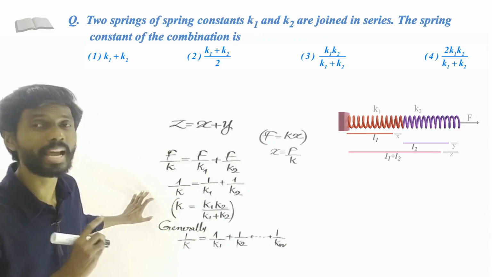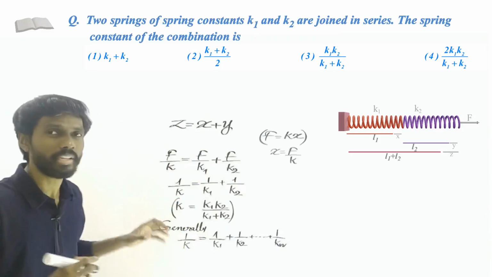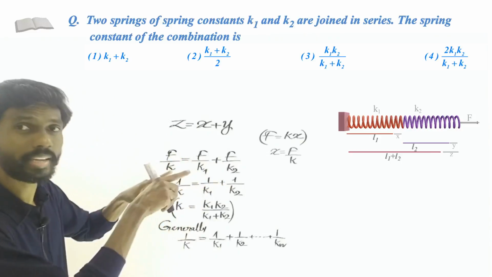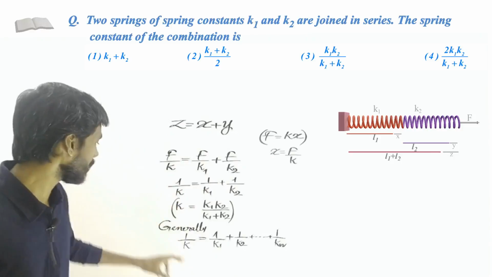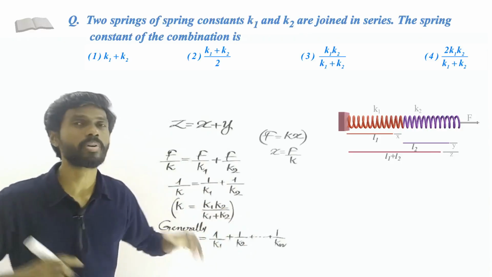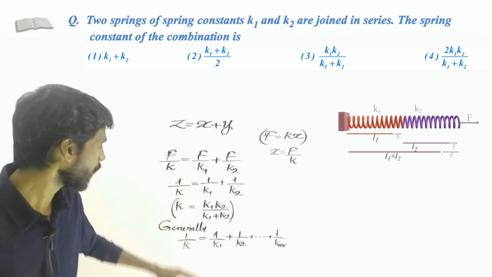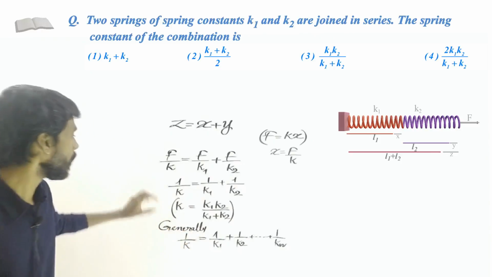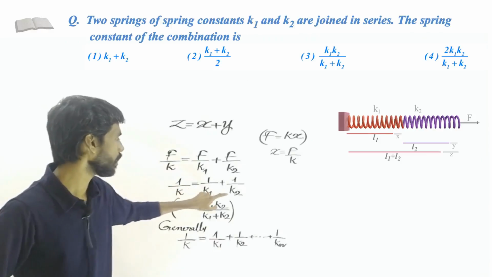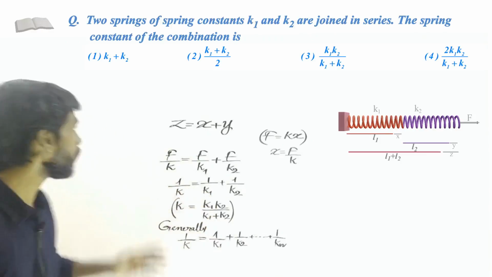So this can be remembered as a formula. Remember this: many springs joined in series like this, then the effective spring constant is simply this formula. The reciprocal of K equals the sum of the reciprocals of all the spring constants. This is the general case, but for this particular case where two springs are joined, the answer is K1 K2 divided by K1 plus K2.